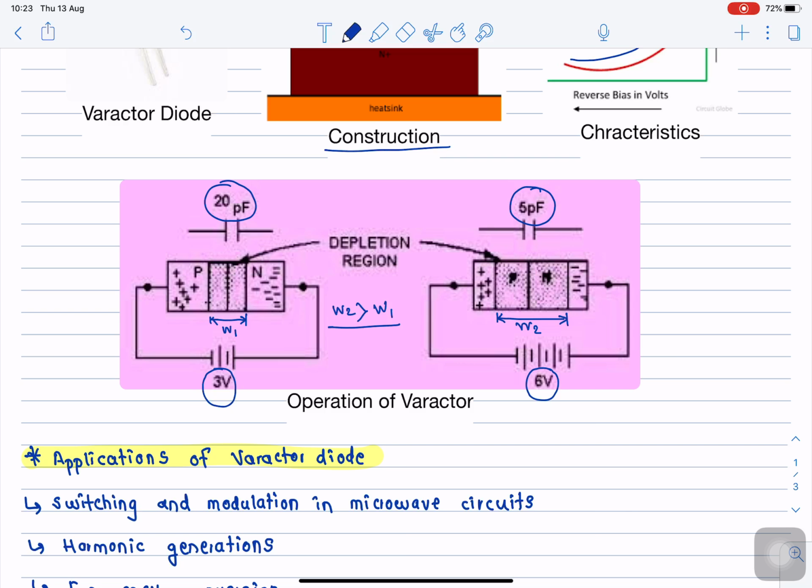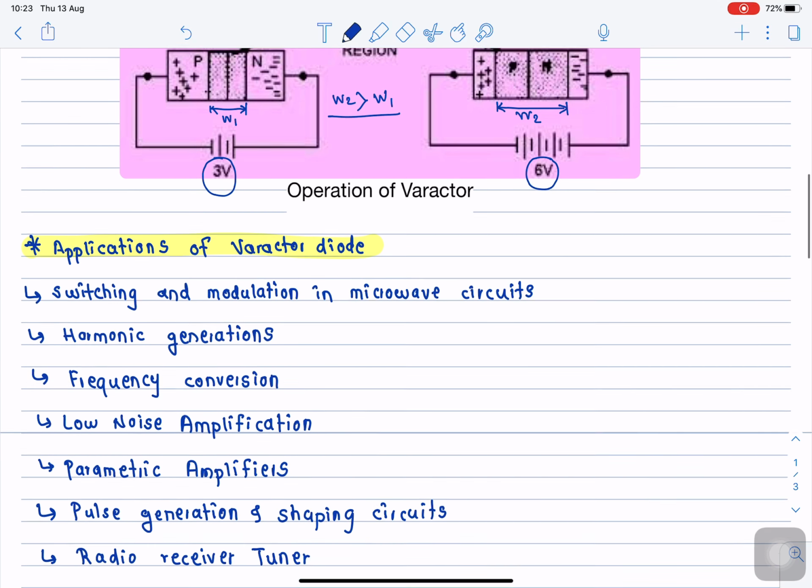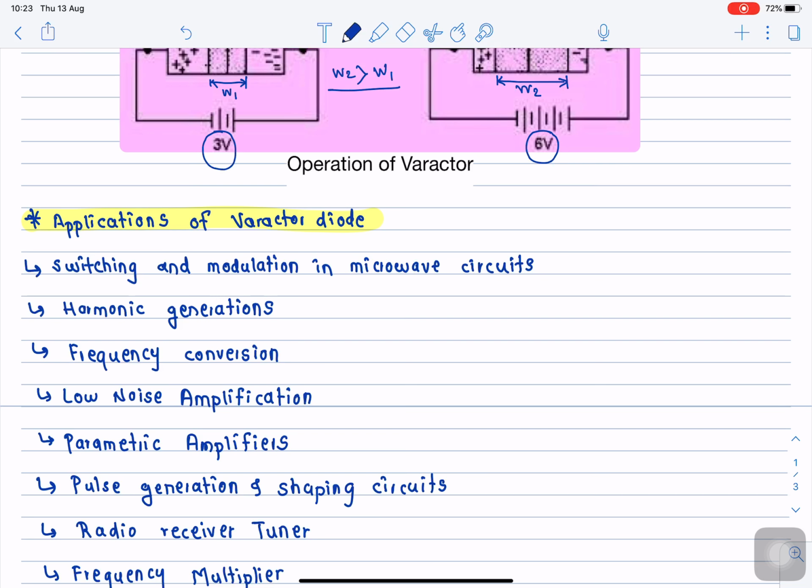And where do we utilize this variation in the capacitance? The variation in the capacitance is going to result in the variation of the reactance, right? So therefore Varactor diodes can be used in a variety of different applications. They are popularly used in switching and modulation operations of microwave circuits. They can also be used because they are capable of altering the reactance of the circuit. By altering the reactance of the circuit, they can produce multiple frequencies, and thus they can be used as harmonic generators. Okay, harmonic means multiple frequency of the fundamental, right?